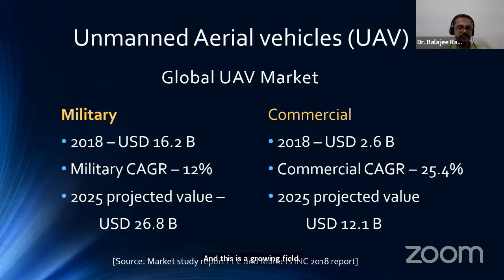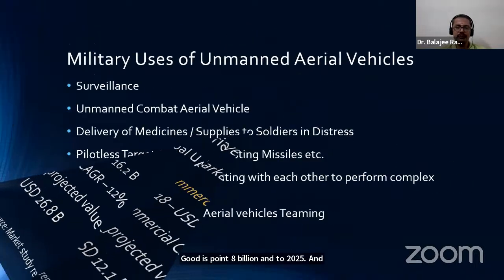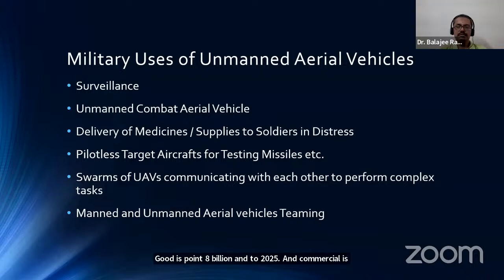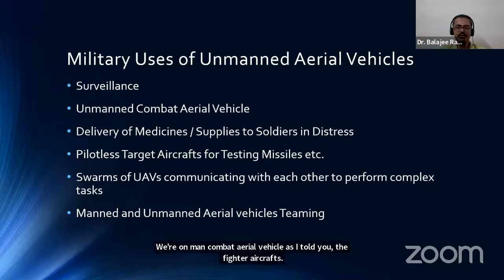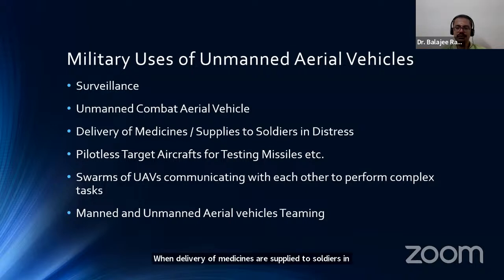In military, you can see the figures here. The projected value of this military market is 26.8 billion until 2025, and commercial is 12.1 billion. It's a lot of money. Now, some of the military uses of unmanned aerial vehicles: surveillance, then unmanned combat aerial vehicle, as I told you, fighter aircraft, then delivery of medicines or supplies to soldiers in distress. They may be in places which cannot be reached by others very quietly.